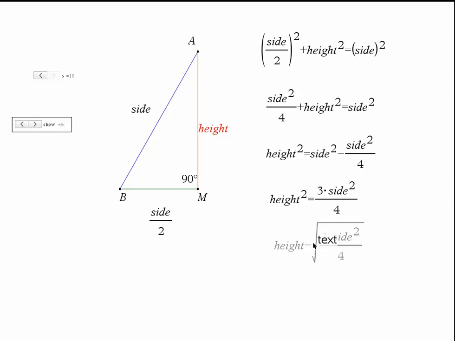Normally I'd be stressing about the plus minus sign here, but since we're talking about geometry, this height has got to be positive. And then if we do some simplification, this is what the height is. Once we have the height in terms of the side, it's really not that hard to get the area of this triangle.